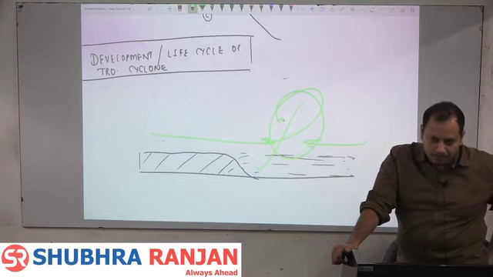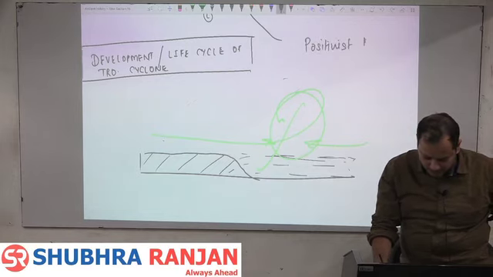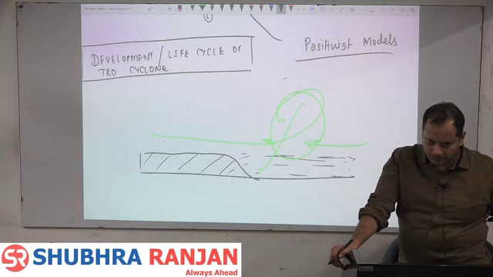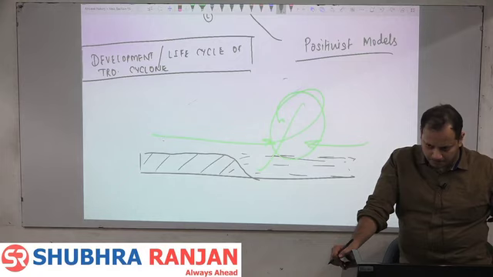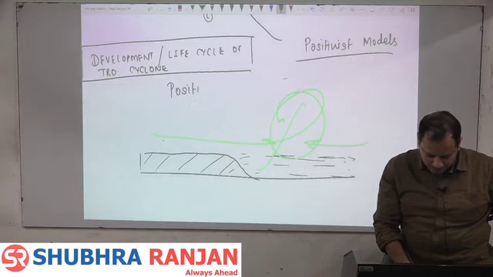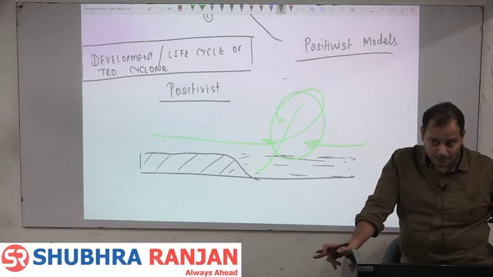With the coming up of positivist models in geography, the frontal theory, the frontal concept, not the theory, the frontal concept has been rejected. कौन सा rejected है याद रखना, only tropical cyclone का has been rejected.